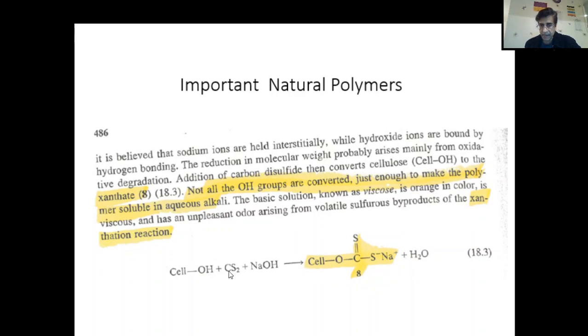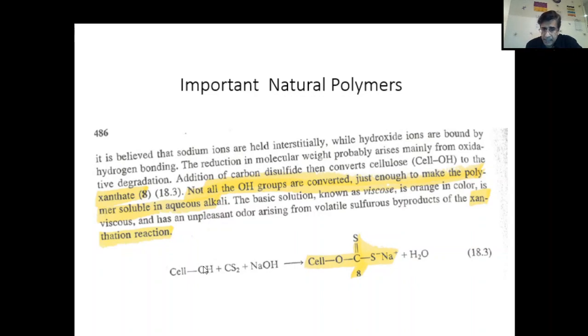Okay, so carbon disulfide: carbon has two valency, like carbon dioxide. So O double bond C double bond O, that's carbon dioxide. Similarly, CS2 has the structure S double bond C double bond S. Okay, so what happens now when you react it with the OH?